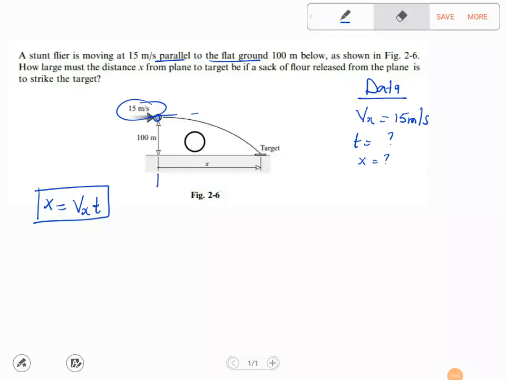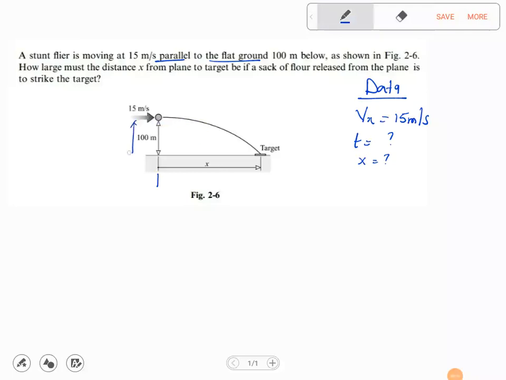Now, we are going to consider vertical motion. The reason is simple. Considering vertical motion because look at the distance. The distance is in the vertical direction. So let me just write projectile here. So let us first write find the time.